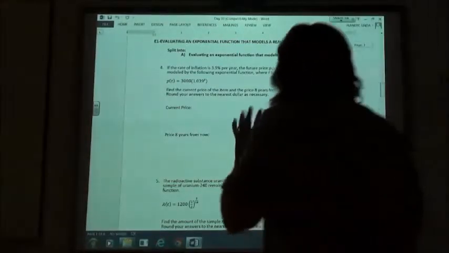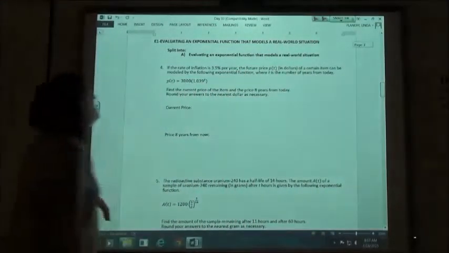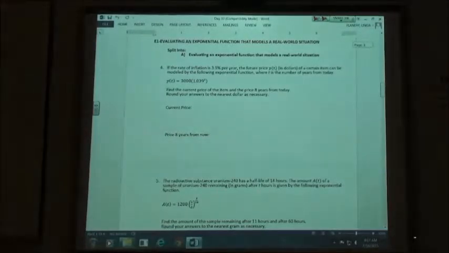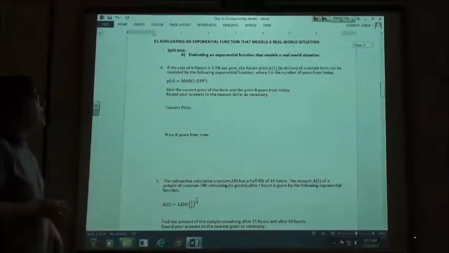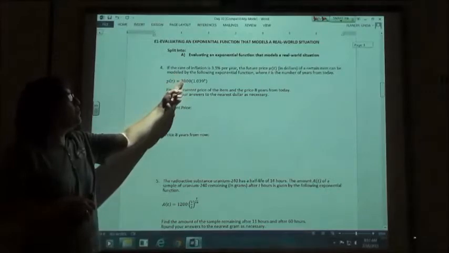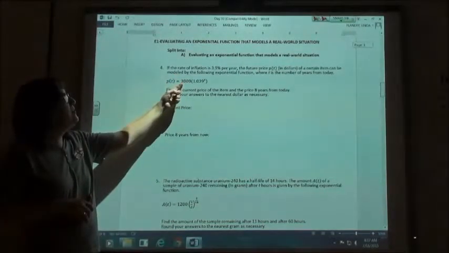The next ones we are going to evaluate basically a word problem where they're giving you the information and a formula and you have to plug the information into the formula, but of course you have to know how to get it into the calculator to get it to work, right? It says in number 4, if the rate of inflation is 3.9% per year, the future price, P of t in dollars, of a certain item can be modeled by the following exponential function, where t is the number of years from today. So, $3,000 would be the amount that was invested.